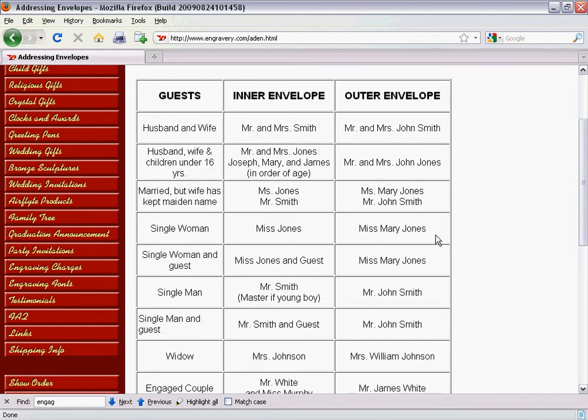If you have a single woman, it's simply Miss Jones on the inner envelope and Miss Mary Jones on the outer envelope. And if you would like that single woman to invite a guest, you'd put Miss Jones and guest on the inner envelope, but on the outer envelope, you would only put Miss Mary Jones.